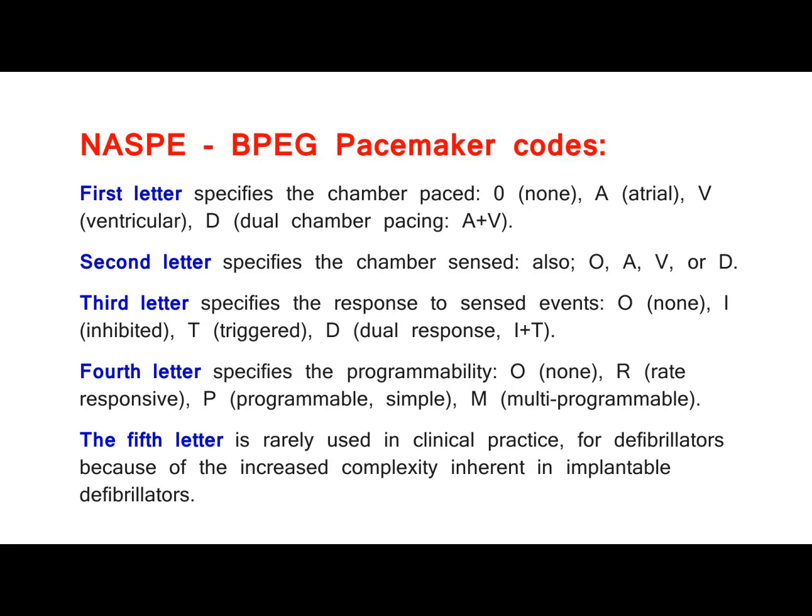Second letter specifies the chamber sensed, also O, A, V, or D. Third letter specifies the response to sensed events: O, none; I, inhibited; T, triggered; D, dual response, I and T. Fourth letter specifies the programmability: O, none; R, rate responsive; P, programmable, simple; M, multi-programmable. The fifth letter is rarely used in clinical practice, for defibrillators because of the increased complexity inherent in implantable defibrillators.